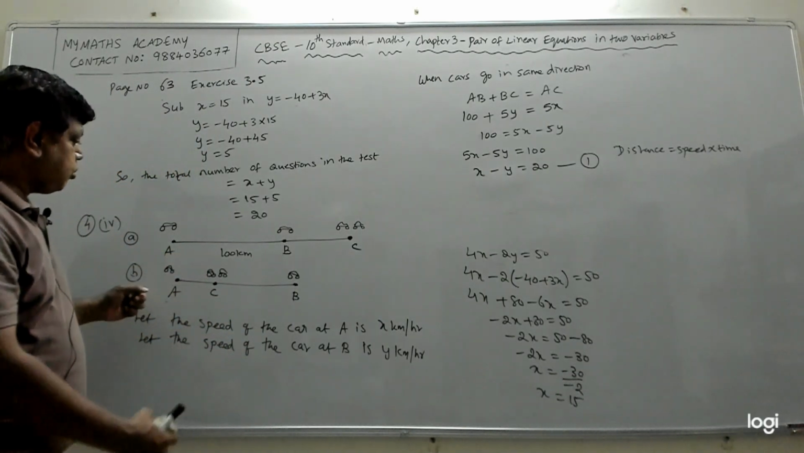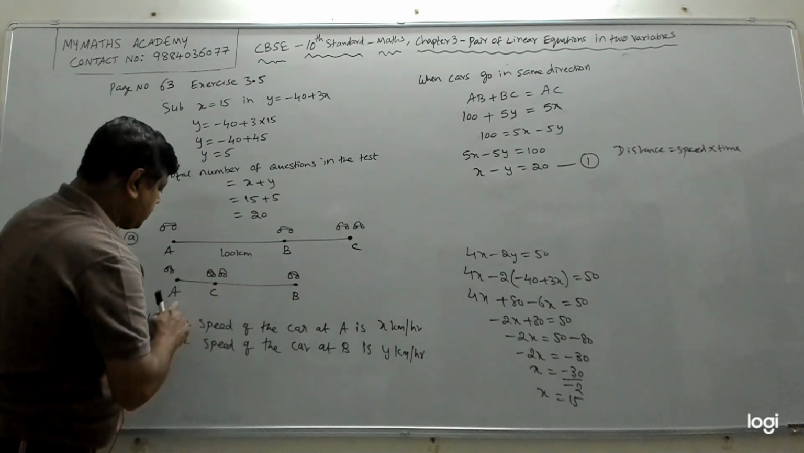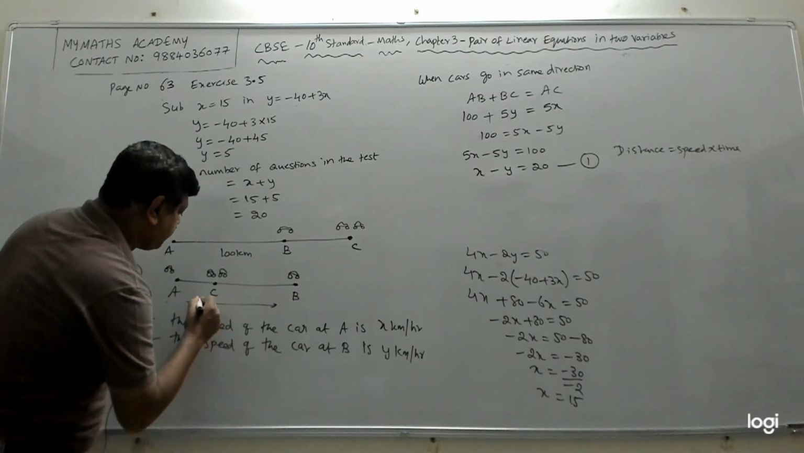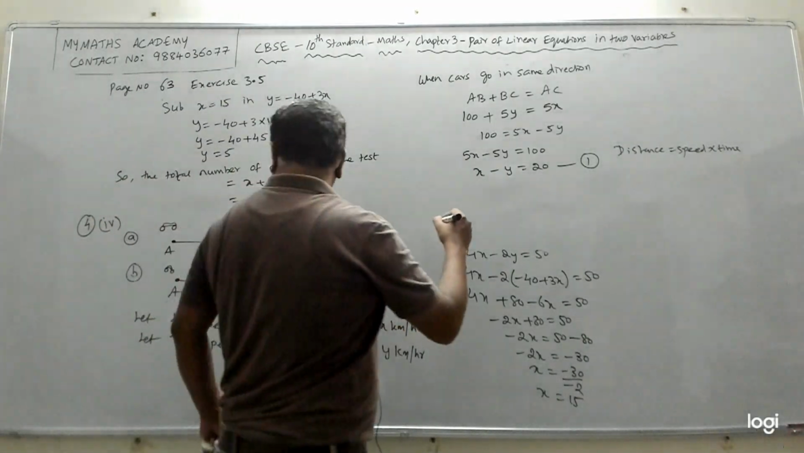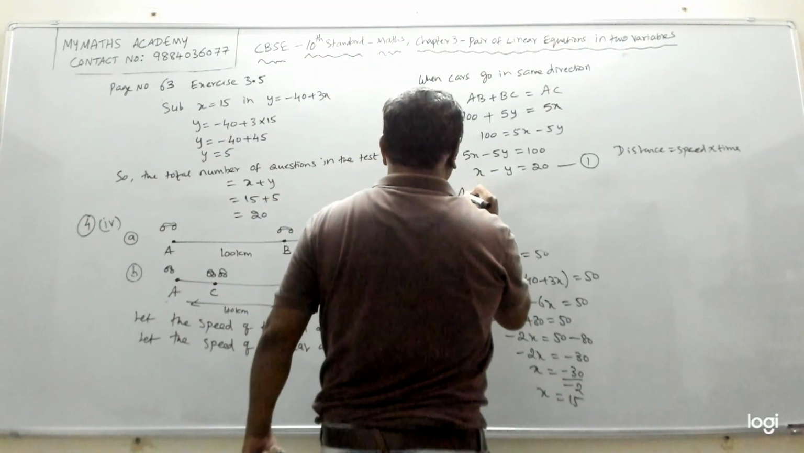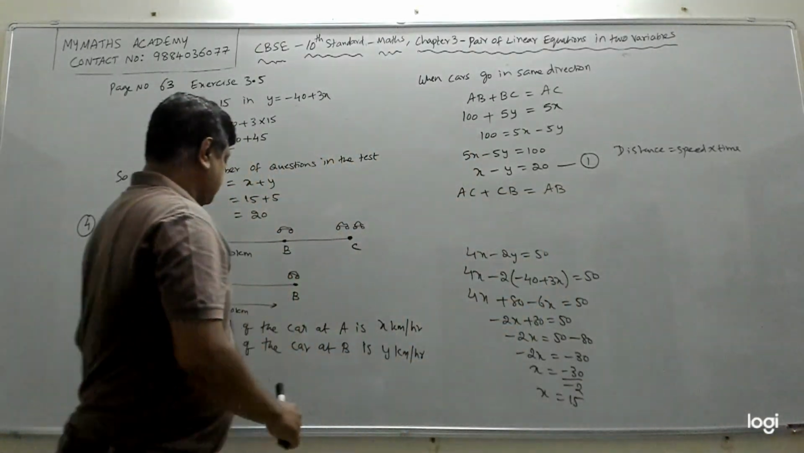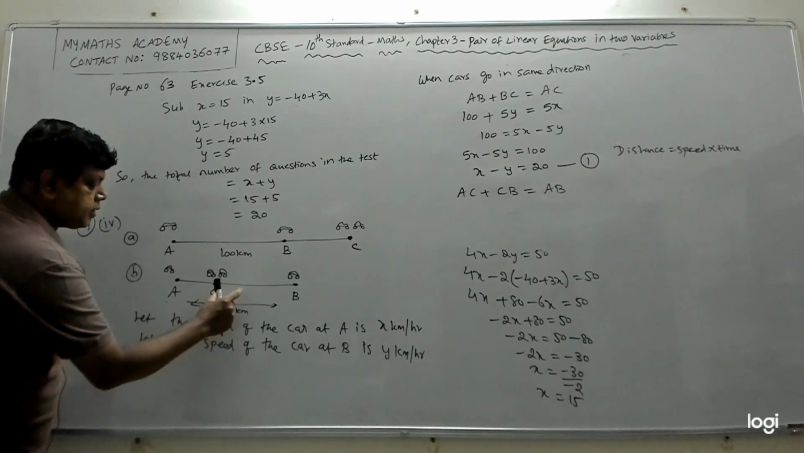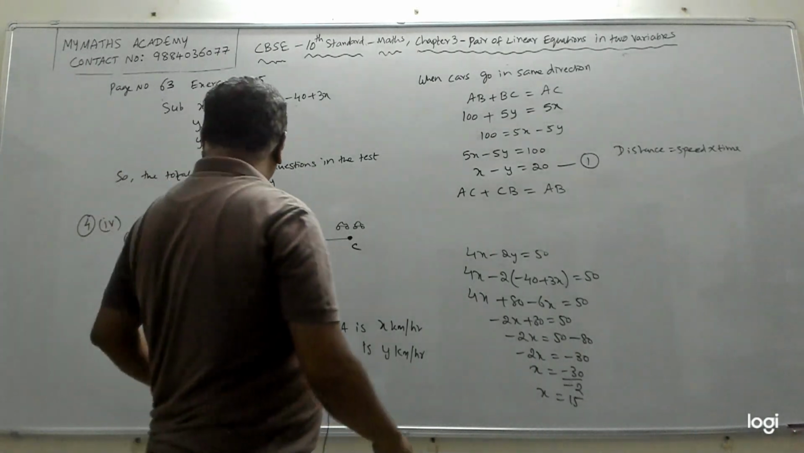So the second case is both the cars travel towards each other. This AB distance is also 100 kilometers. Now here what we have is AC plus CB equal to AB. AC plus CB will give me AB. Full length, correct?